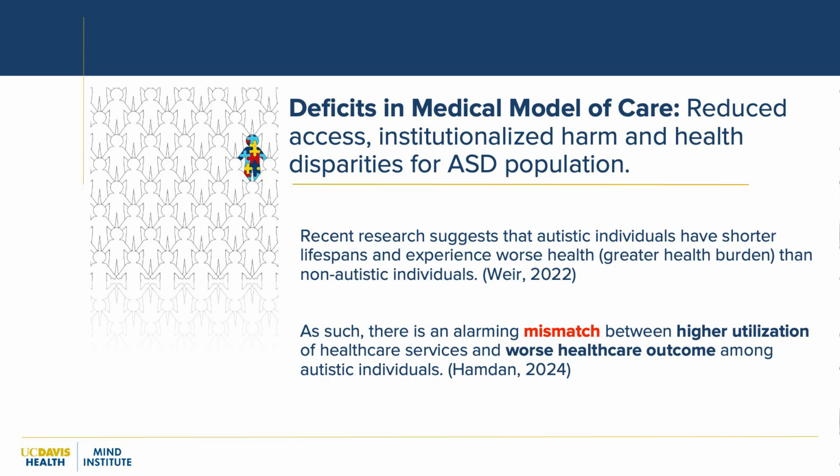And so anyway, the problems in healthcare settings and the problems in education are very similar. They're mostly derived from a deficit model of autism. And when you have a deficit model, you create deficits in your care practices. So what we found in the research is that there are reduced access problems, institutionalized harm for autistic patients, and striking health disparities for autistic individuals. There's a huge mismatch between the need for healthcare services and underuse, restrictions in access.